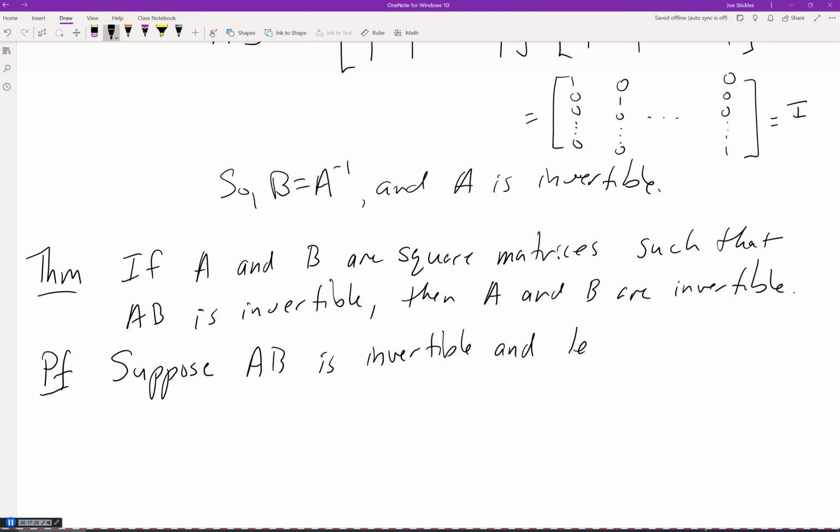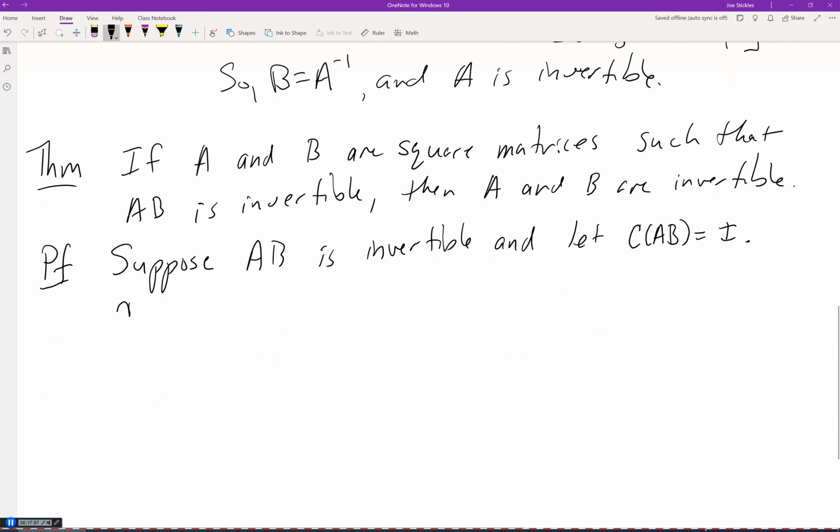So let's let C be the inverse. I'll just use C as opposed to the whole thing. Let's let C times AB be the identity. Instead of writing AB quantity inverse, I'm just going to call it C, just so I don't have to write AB quantity inverse every time I want to refer to it. Okay. So now let's consider the following.